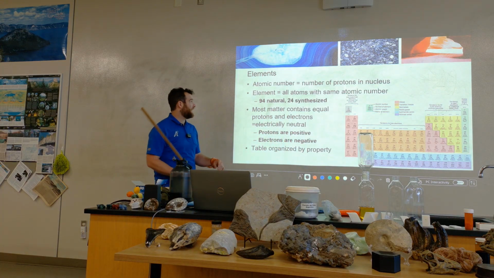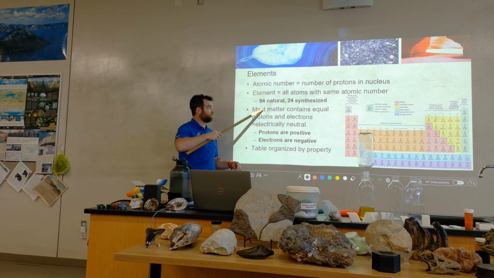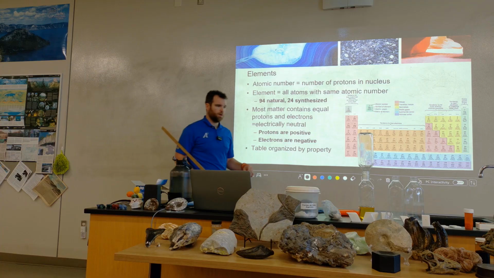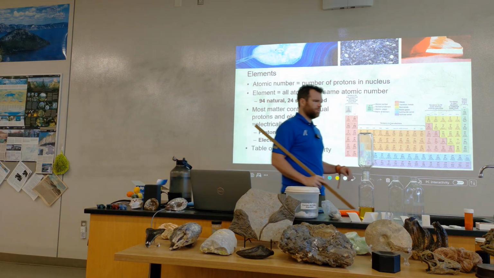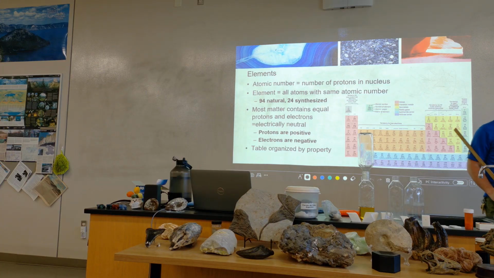There are, as of now, 94 natural and 24 synthesized elements on the periodic table. What's the difference between a natural and a synthesized element? Why does it matter?